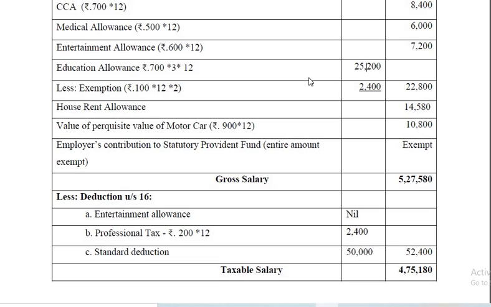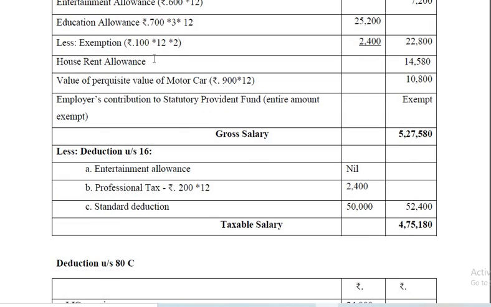Whereas what is the exemption? 100 per child at the maximum for 2 children, and for 12 months that comes to 2,400. Of the amount 25,200, 2,400 is exempt, remaining amount is taxable.